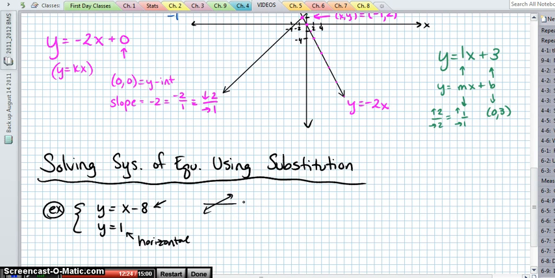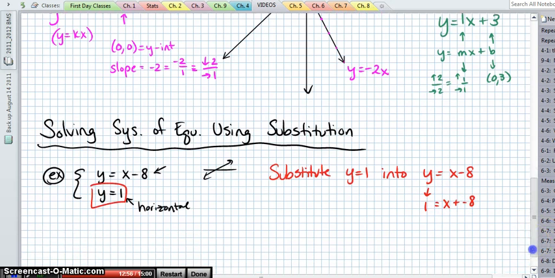So if these were to be graphed, it would look something like this. So I know that these do intersect, but again, I don't have to graph it to figure out the solution. So what can I do? Well, if I know that y happens to equal 1, I can substitute y equals 1 into the first equation of y equals x minus 8. Because if I know that y is always equal to 1 with this second equation, I want to know, in the first equation, what does x equal when y is 1?